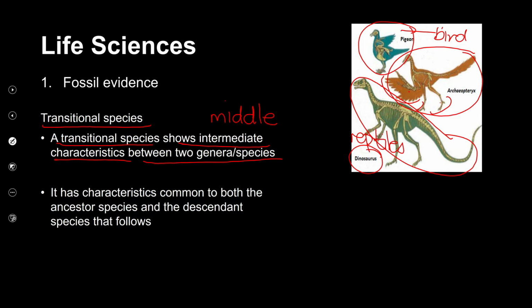So your transitional species then, as I said, has characteristics that are common to both the ancestor species, which in this case would be the dinosaurs, and the descendant species that follows, which in this case is the pigeon or the bird.